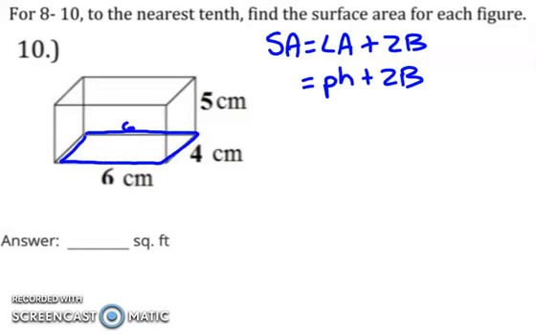We know that this side would also be 6, this side would also be 4. So the perimeter would be 6 plus 4. We could just do that times 2, or we could keep adding around: 6 plus 4 plus 6 plus 4.